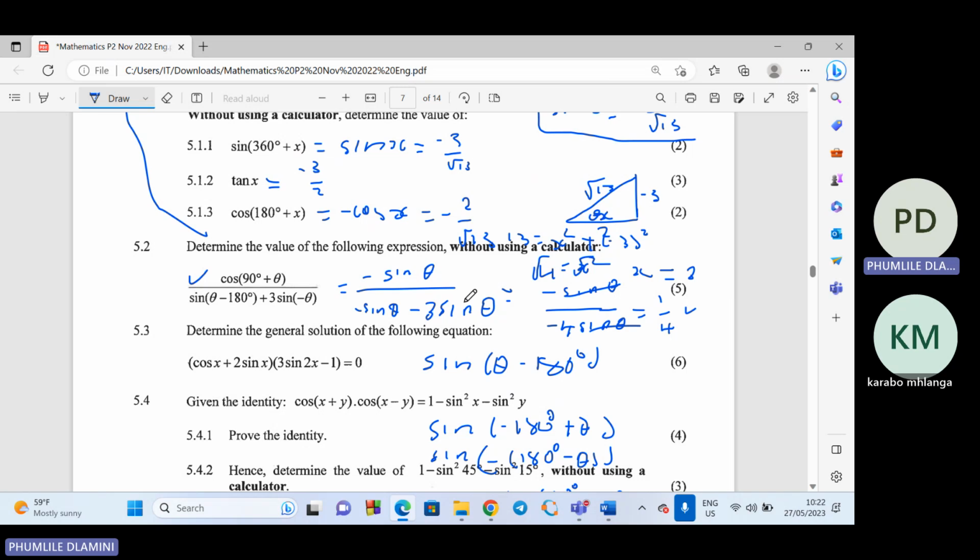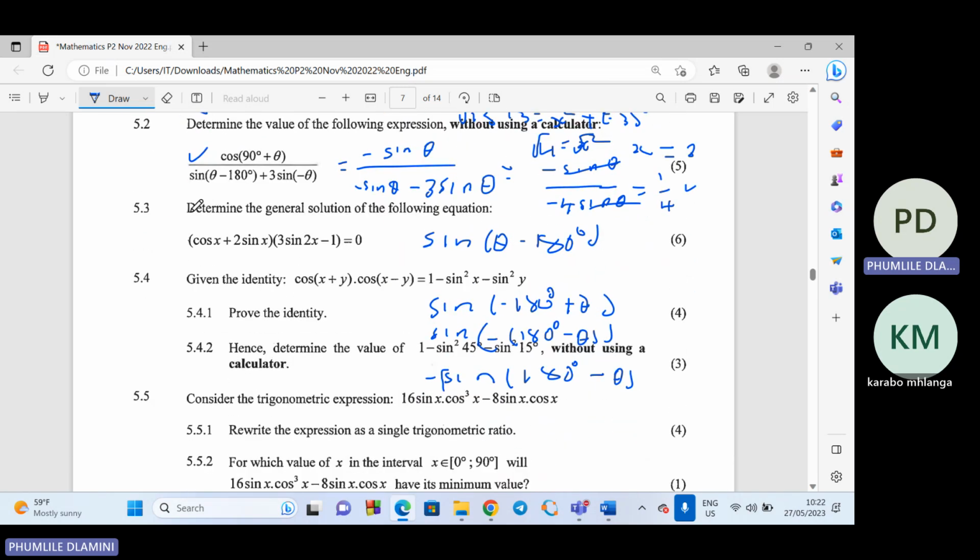So you can work it out step by step by step. What happened to the negatives? Negative divided by negative equals positive. I think I already told you in the previous lessons.